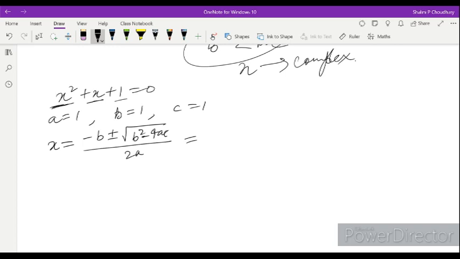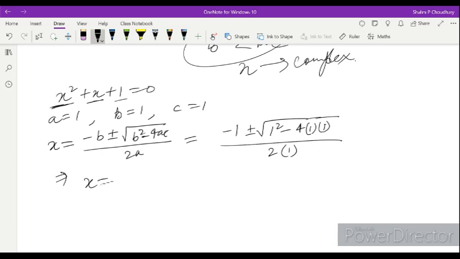So two values are minus b plus minus. First of all we'll put the value. Minus b means minus 1, and plus minus square root of b square, that is 1 square, which is 1, minus 4 into a, the value of a is 1, c is 1, and divided by 2 into a, the value of a is 1. Now x will be equal to minus 1 plus minus square root of 1 minus 4 divided by 2.